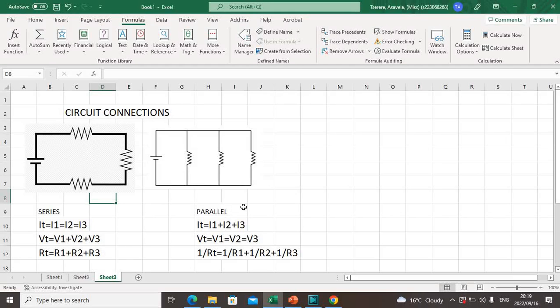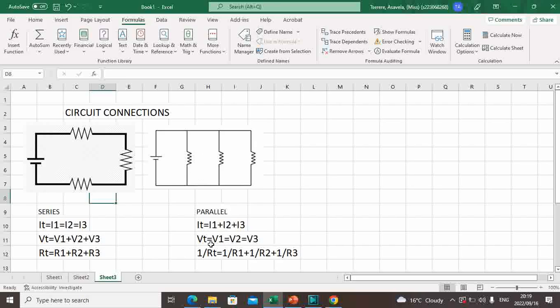Now the properties of a circuit that is connected in parallel. As you can see now, we have branches here. The total current that is supplied by the battery will be divided here in each resistor. Therefore, our total current will be equal to the current that flows in R1 plus the current that flows in R2 plus the current that flows in R3.